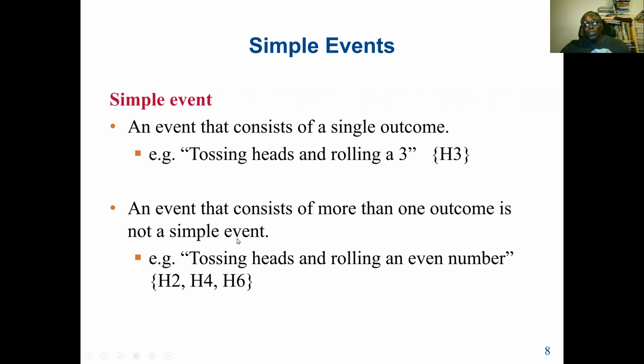An event that consists of more than one outcome is not a simple event. For example, tossing heads and this time rolling an even number. We have 3 different even numbers, so this is not a simple event. We have 3 outcomes here: H2, H4, H6.